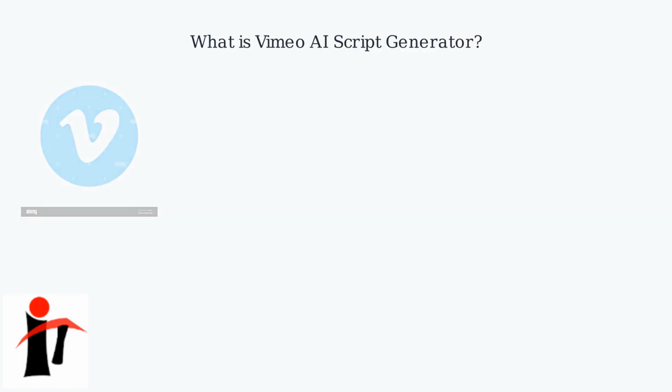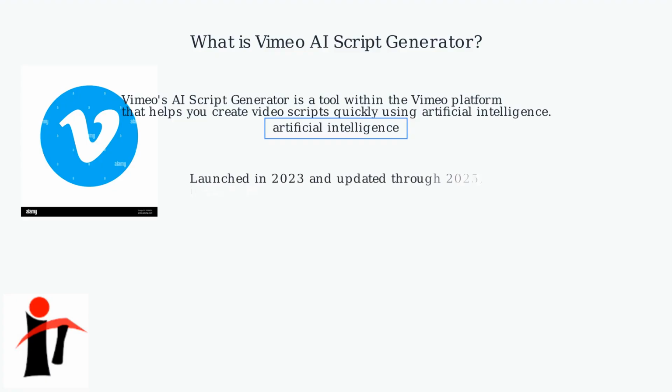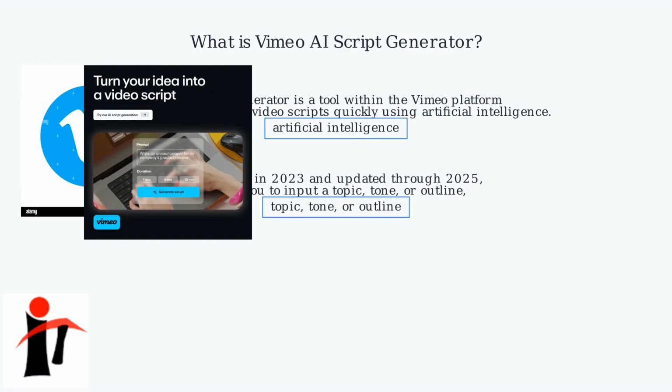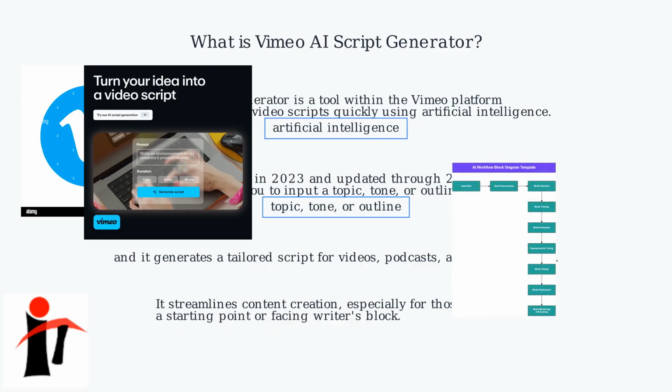Vimeo's AI Script Generator is a tool within the Vimeo platform that helps you create video scripts quickly using artificial intelligence. Launched in 2023 and updated through 2025, it allows you to input a topic, tone, or outline, and it generates a tailored script for videos, podcasts, and presentations. It streamlines content creation, especially for those needing a starting point or facing writer's block.